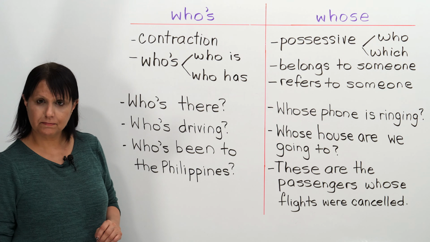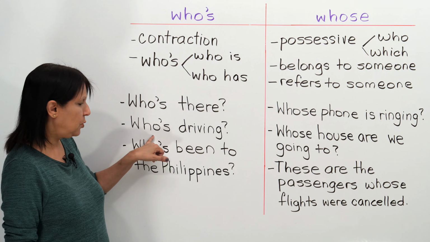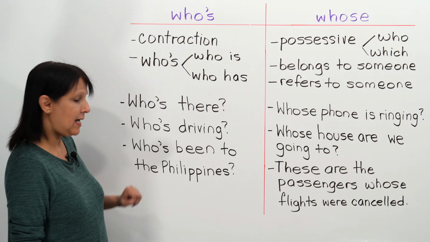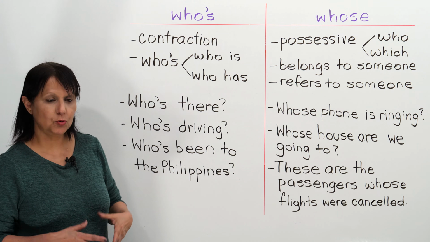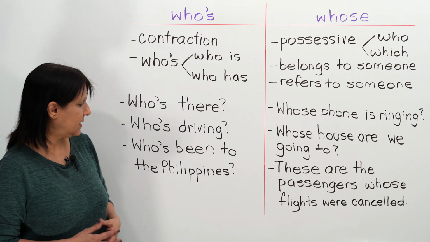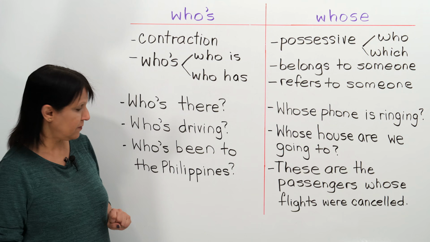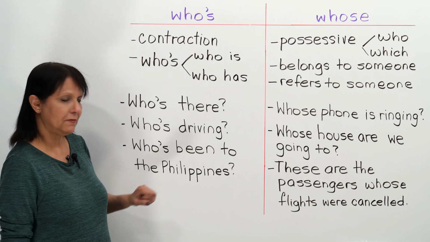Who's driving? Okay. Again, what does it stand for here? Who is driving? All right. And the last example, who's been to the Philippines? That means who has visited the Philippines. So here it's who's been, right? We have a present perfect here. Who has been to the Philippines?